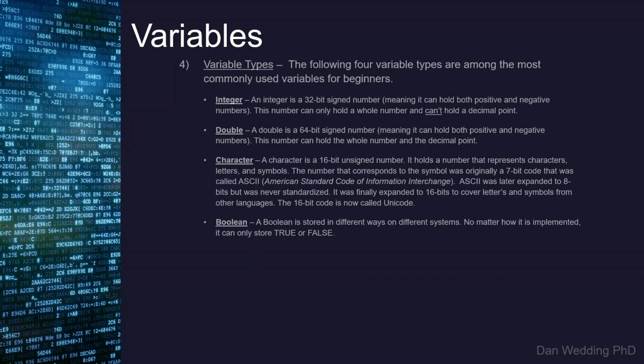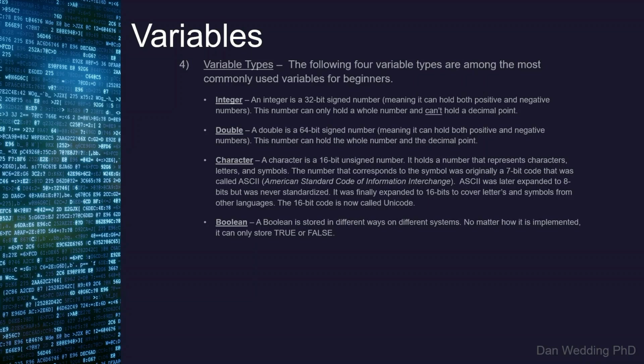A character is a 16-bit unsigned number. It holds a number that represents characters, letters, and symbols. The number that corresponds to the symbol was originally a 7-bit code called ASCII. ASCII was later expanded to 8 bits, but was never standardized. It was finally expanded to 16 bits to cover letters and symbols from other languages. The 16-bit code is now called Unicode.